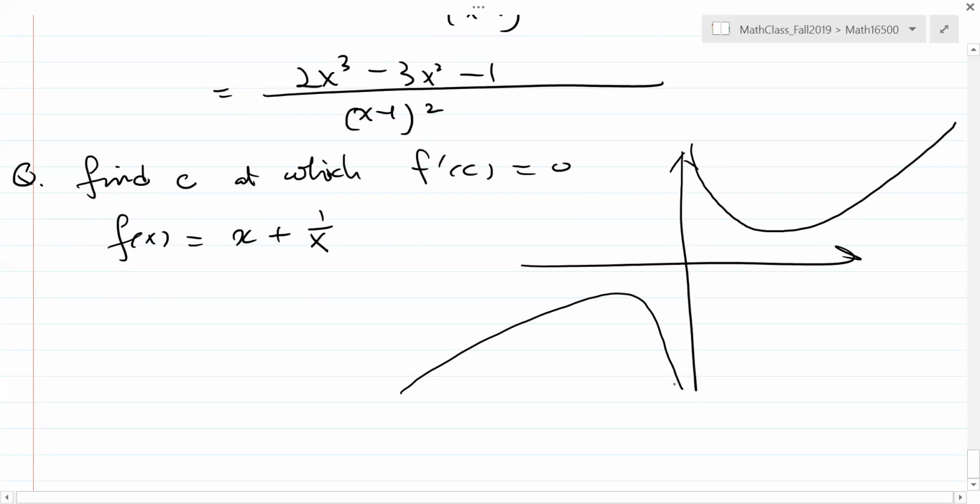Find the number c at which the derivative is 0. What does that mean? We are looking for the point on the graph such that the tangent line is horizontal. In other words, we are going to find the point at which the tangent line is horizontal.